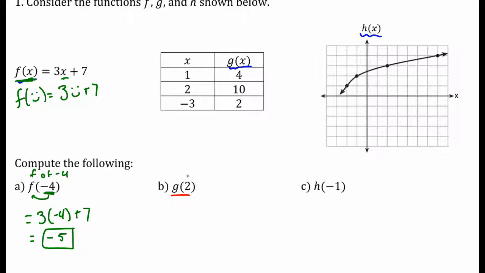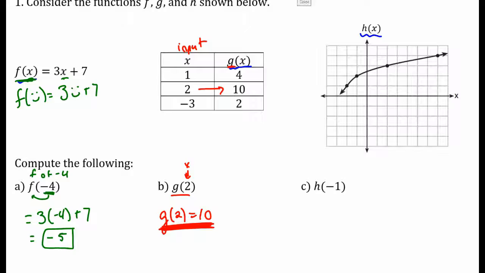G of 2. So that's your x value, that's your input. So I'm going to go to the g function, and I'm inputting a 2. What's the output? G of 2 equals 10. This represents the whole thing that I'm going to say in a second. When I plug a 2 into the g function, the output is 10. That's a lot of words to say, so it's pretty easy to say g of 2 equals 10.